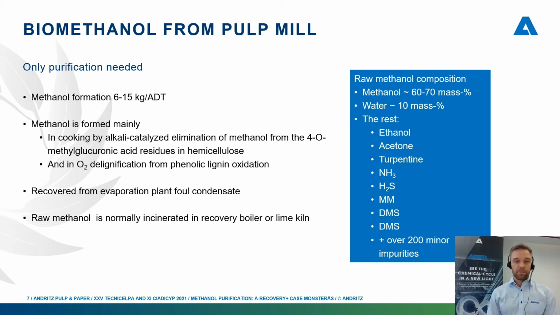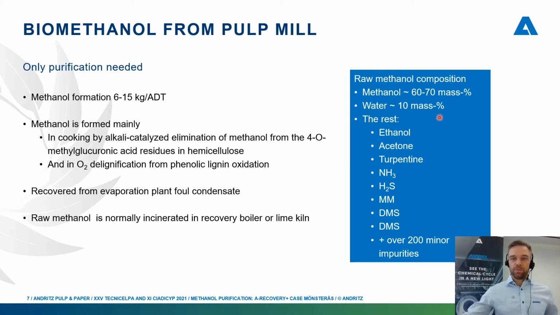Methanol formation in a pulp mill varies between 6 and 15 kilos per ADT, depending a little bit on wood species and the pulping process. And it's formed mainly in the cooking plant and in the oxygen delignification stage. And the methanol ends up in the black liquor and is recovered from evaporation plant foul condensates into raw methanol.